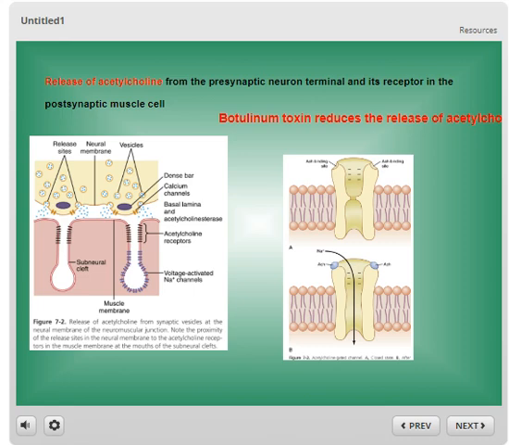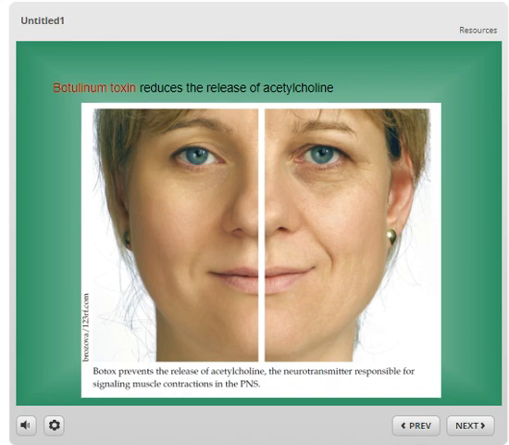And you must know the botulinum toxin reduces the release of acetylcholine from the neural terminal. As I said, botulinum toxin is a potent neurotoxin produced by the bacterium Clostridium botulinum. It is known for its ability to inhibit the release of acetylcholine at the neuromuscular junction.